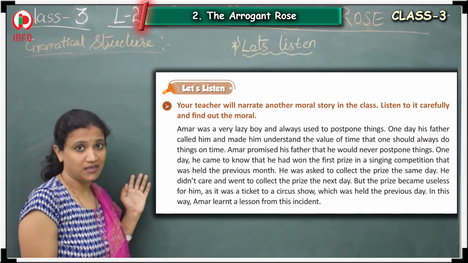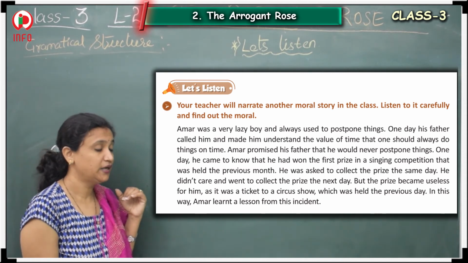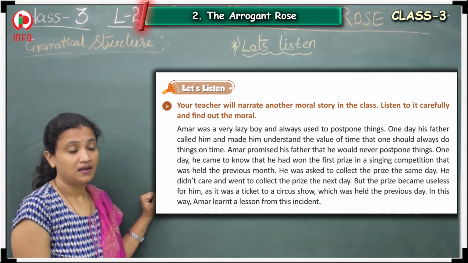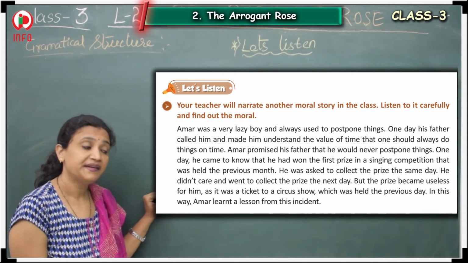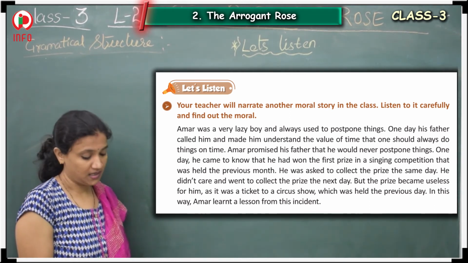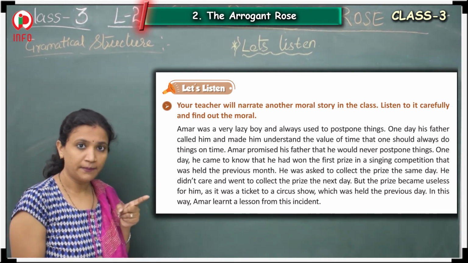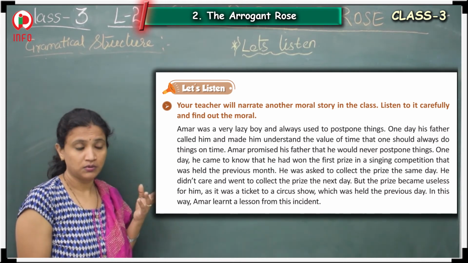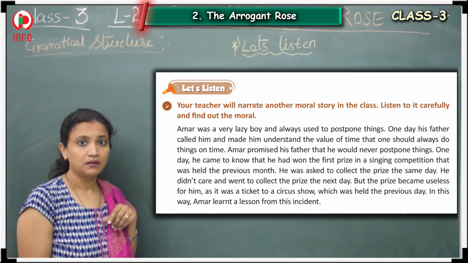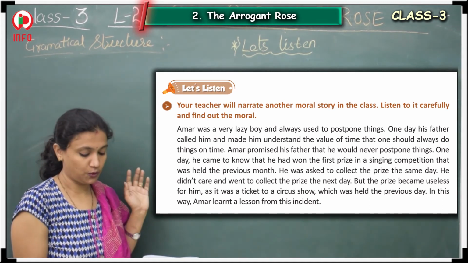Now what is the story about? The story is about Amar. Amar is the name of the child who is a very lazy boy. What is lazy? Whatever work his parents say, he will never do, that is lazy. Amar is a very lazy boy and always used to postpone things. Do your homework, Amar? No, I will do tomorrow. Again tomorrow, if Mama and Daddy ask, do your homework, Amar? No, I will do tomorrow. That is postponement. So he used to postpone all the things.